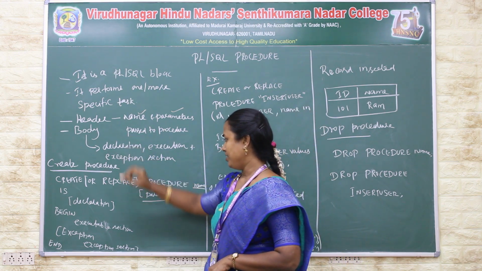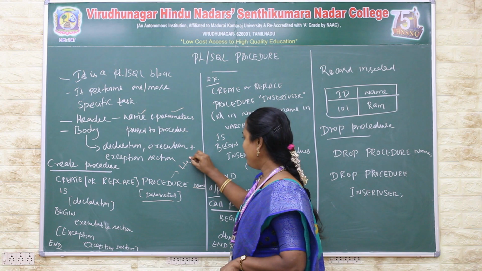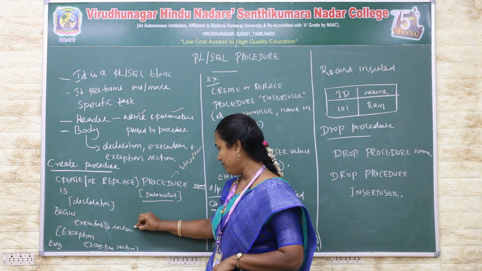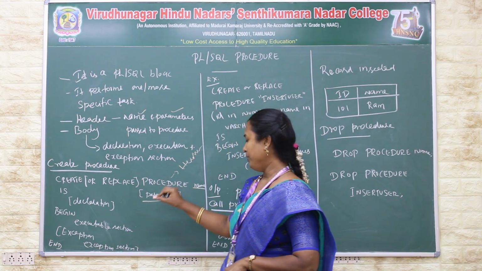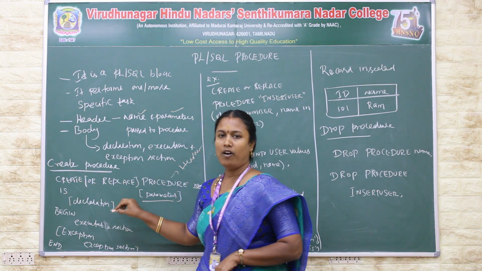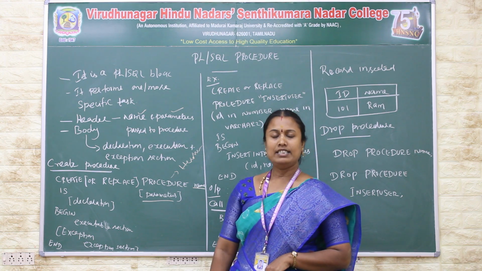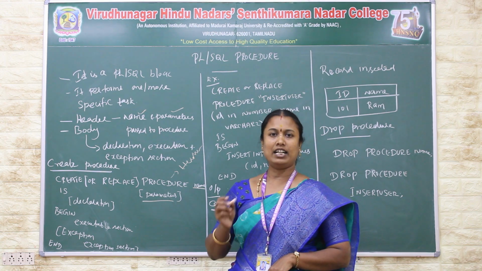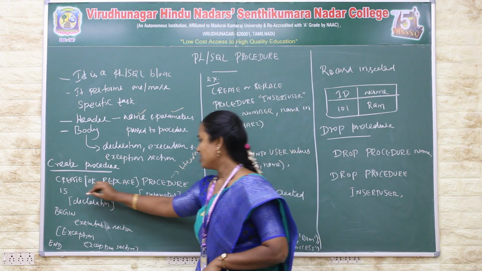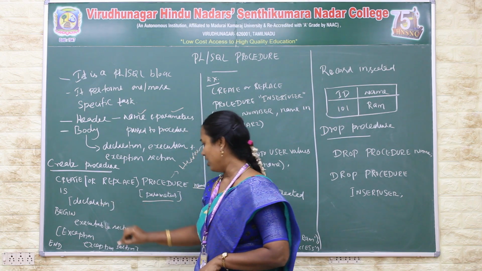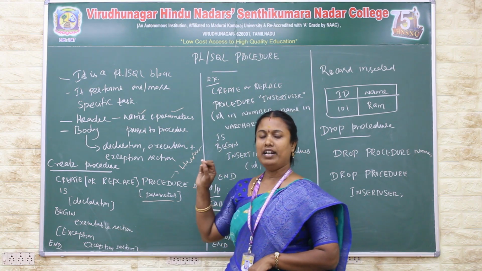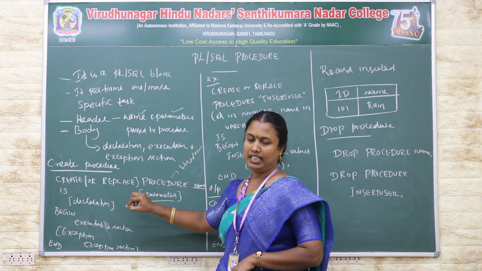Next is the body section. This was only the header section; the remaining part is the body section. In the body section, I can start with the declaration section, executable section, and exception section. Before the declaration, you should mention the keyword IS. The declaration is also optional. In the syntax, the square brackets are marked for the declaration and the exception, but the executable section is not within square brackets. Whatever is written within square brackets in this procedure syntax is optional.